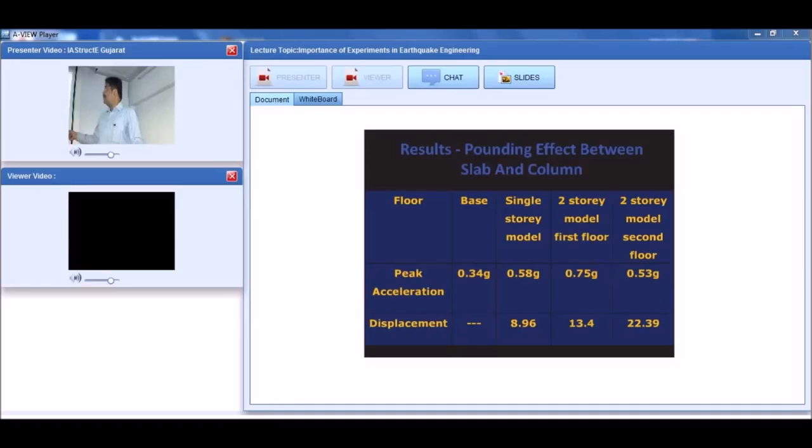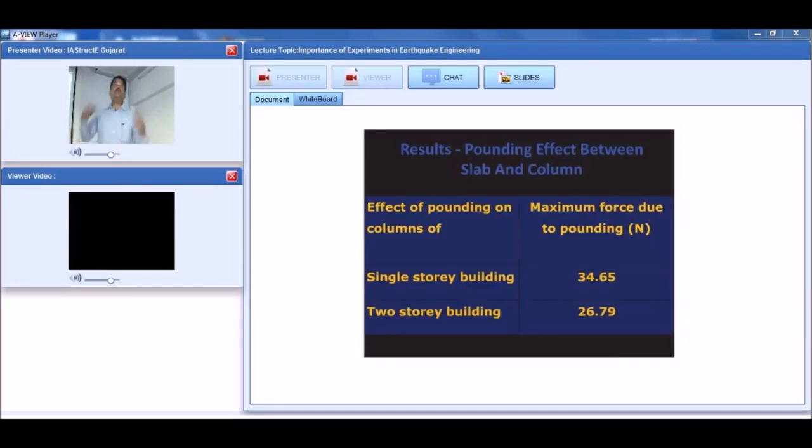This is a maximum of 0.75 G at the second story. And displacement, you can see these are the displacements. Next. And the important thing is this: what is the force due to the pounding that has taken place? Now, what is the additional force? Almost 34 Newton. That is the force applied at the column level. Now this is not a small force as far as this model is concerned, right? This is almost 26 Newton, right?